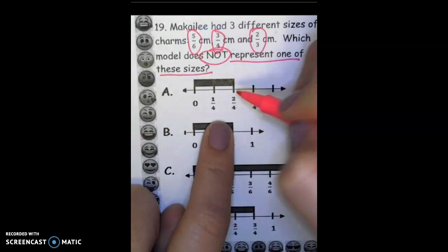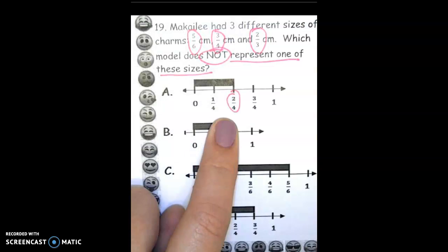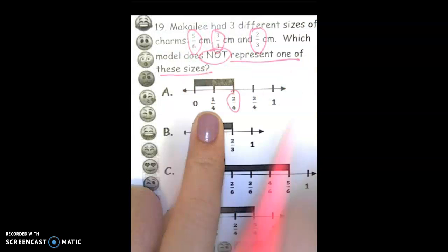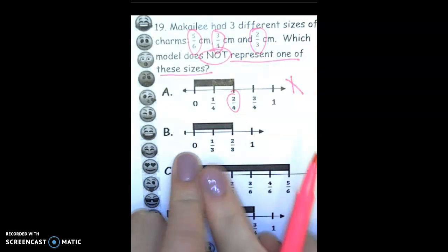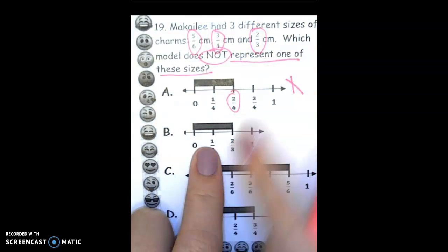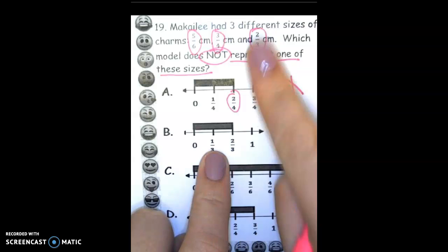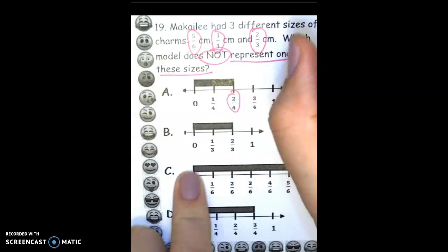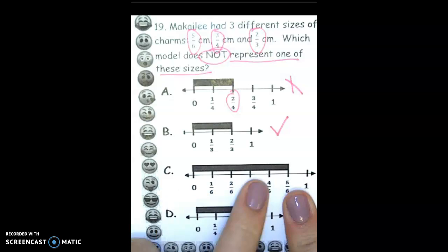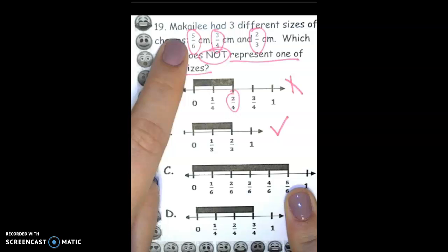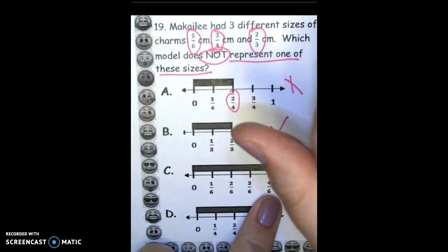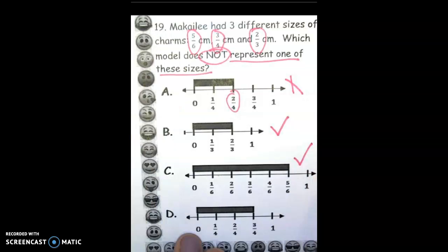This represents 2/4. Do I have 2/4 on one of these? No, I don't. I'm going to keep going. This represents 2/3. 2/3 is represented. This one represents 5/6. 5/6 is one of the different sizes of charms. So that is being represented.